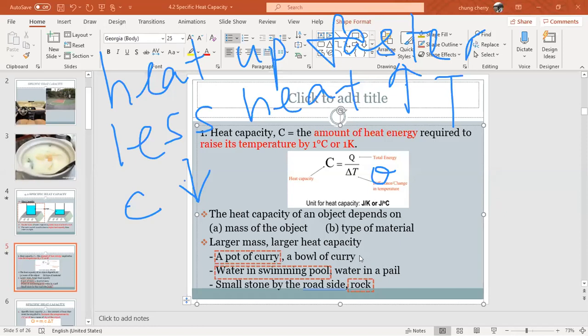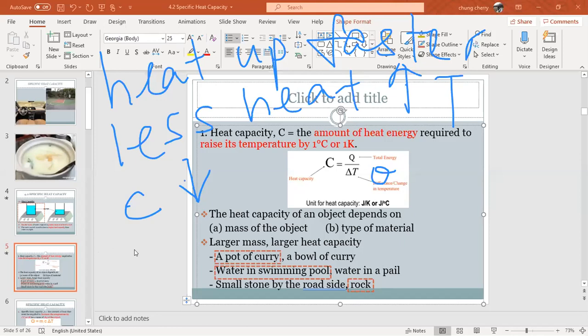The same goes for the water in the swimming pool and the water in the pail. The water in the swimming pool will have a larger heat capacity. A small stone and a rock: the rock will have a larger heat capacity because it has a larger mass.